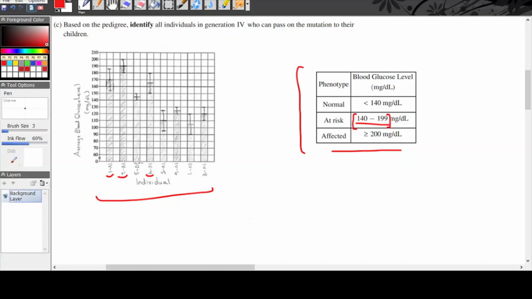As for the individual number 3, even though his blood glucose level is above 140, it's only slightly above 140. So compared to the other individuals, compared to individual 1, 2, as well as 4, there is a very little chance that individual number 3 will be able to pass on the mutation to his or her children.